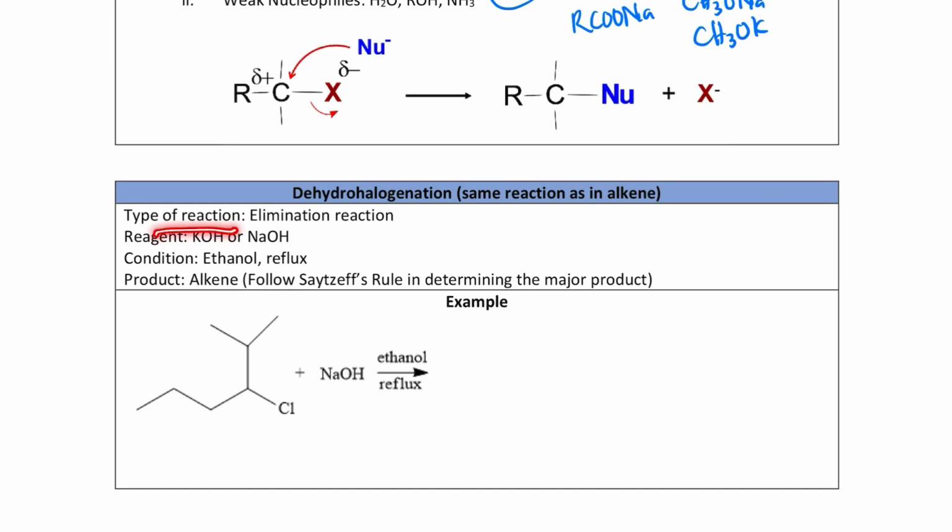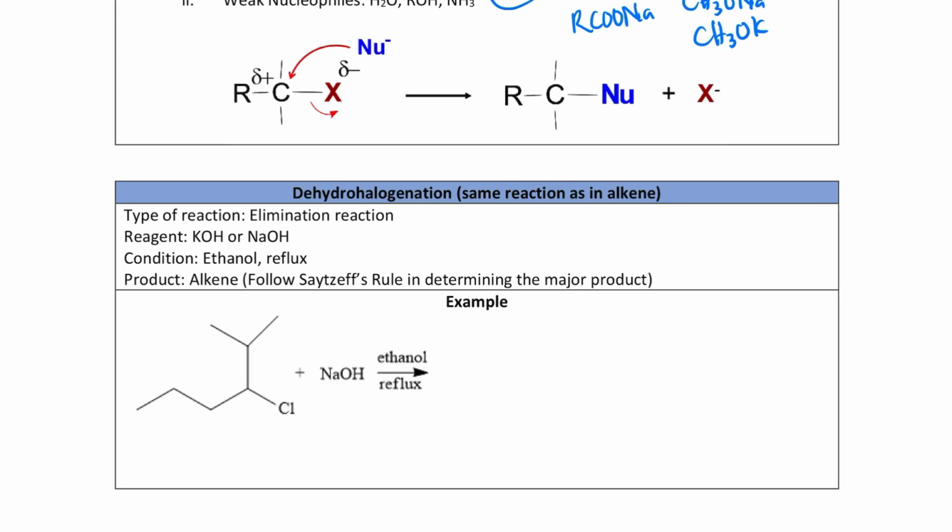So type of reaction adalah elimination. That means kita akan eliminate something and we will form double bond. Our reagent can be KOH or NaOH, strong base lah. Condition kita kena ada ethanol reflux ataupun ethanol heat lah. Our product will be alkene, and for the major or minor product we need to use Saytzeff rule, because kita tahu dalam elimination reaction we have to follow Saytzeff rule.